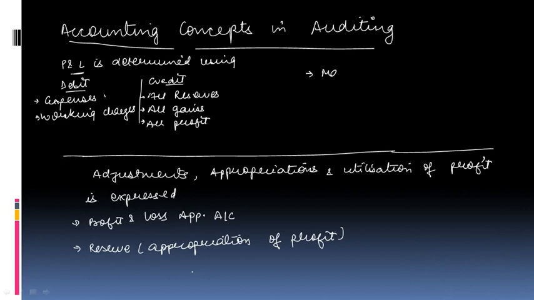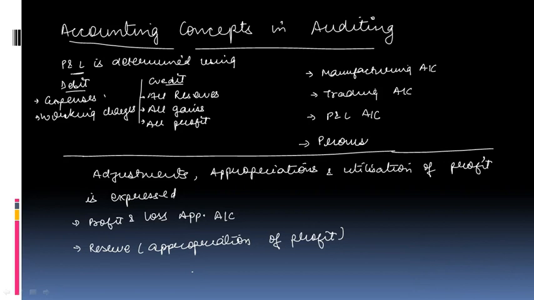If I talk about manufacturing, you have your manufacturing account, you have your trading account, you have your profit and loss account, right? And over here we also include provisions. Because provisions are charged against profit. They are charged against revenue. You have to charge them if you want to comply with certain kinds of contingencies, right?